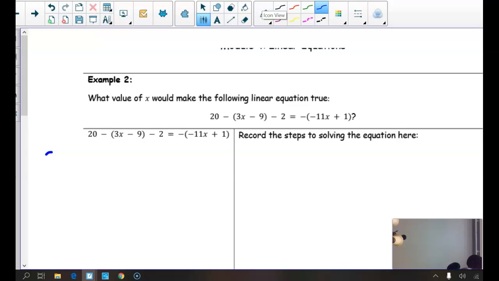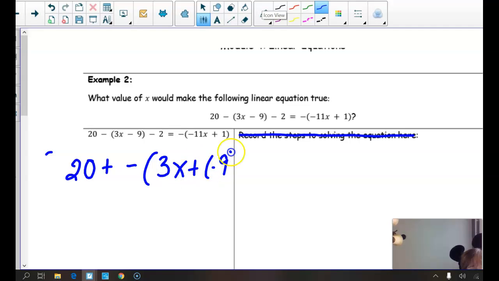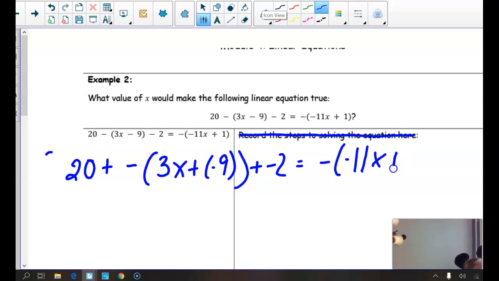Next one. All right, we're not going to worry about writing the properties here. Of course, we know to use them. Let's just do the problem. All right, CDC. Let's change to addition because this is the ugly one. 20 plus the opposite of 3x plus a negative 9 plus a negative 2 equals the opposite of negative 11x plus what?